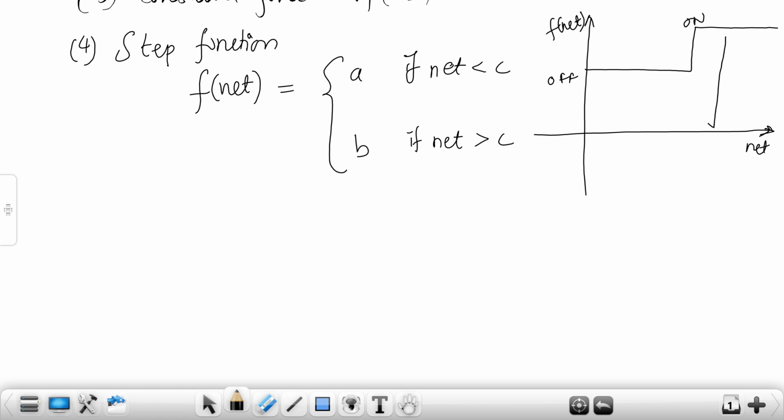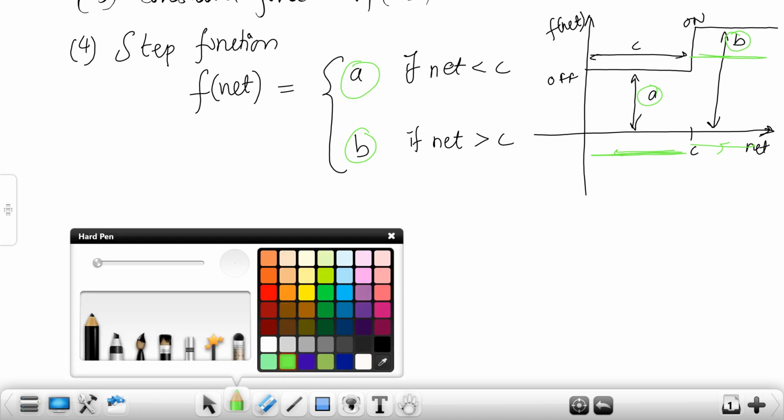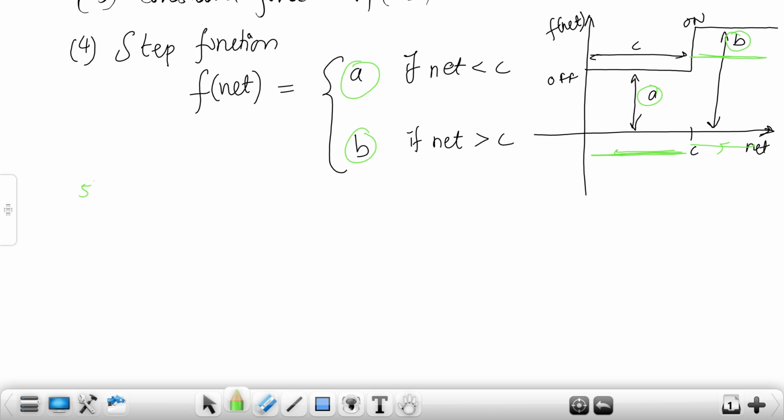Now what is this? This value is your b. This height is going to be b, and this height is going to be a. And over here, this point is c. So look at that. The value of f of net will be a or b. If net is less than c, the value lies over here and it will become a. If the value lies here, above c, it will become b. So this is like a thresholding function. That is what your step function behaves like.